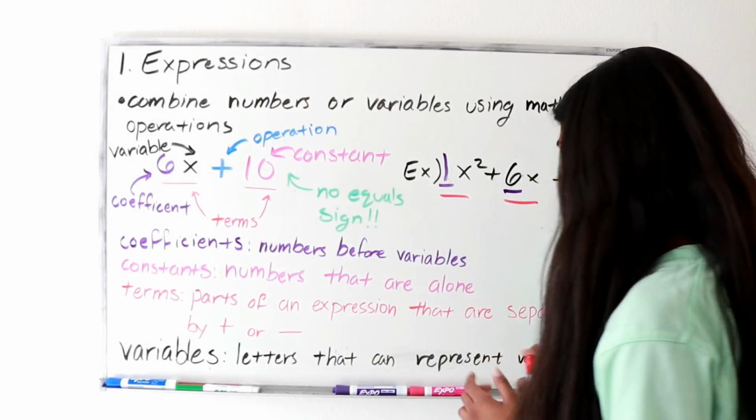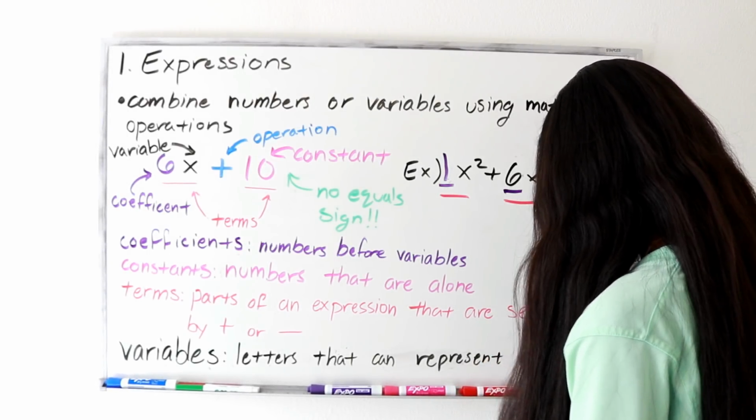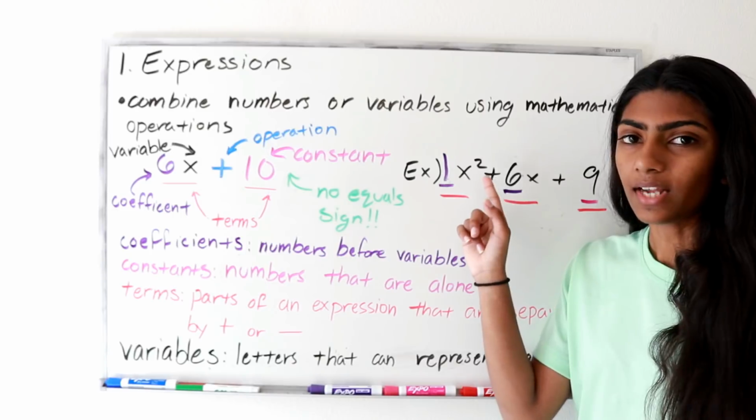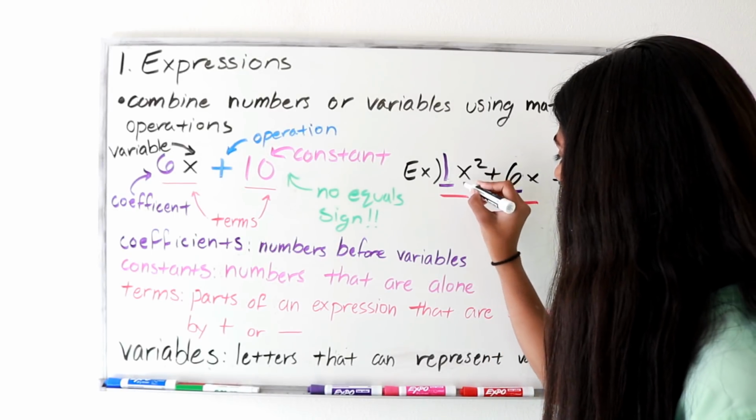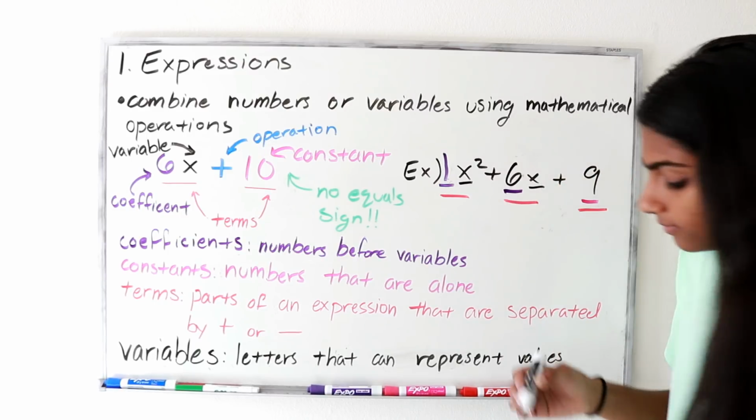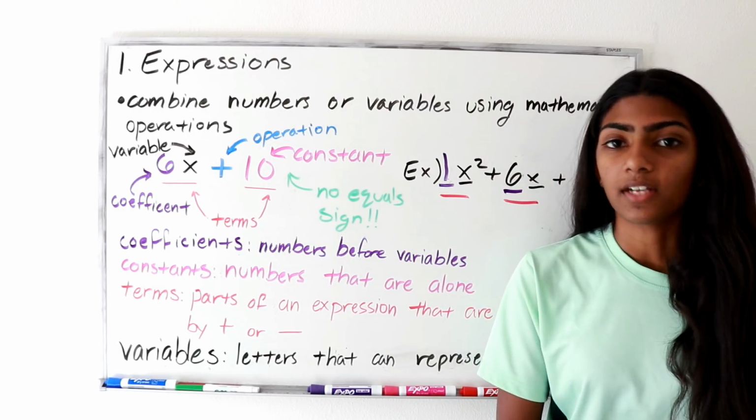And finally, let's look at some variables. The only variable that we have is x. Here x is squared, and here x is multiplied by 6. So x is our variable. And those are the parts of an expression.